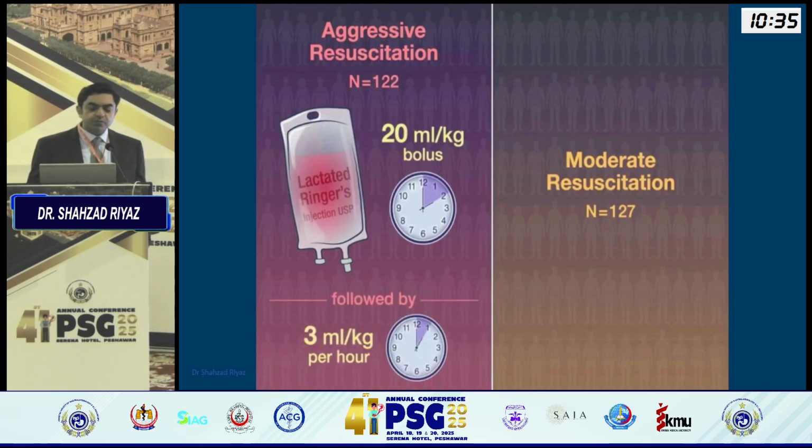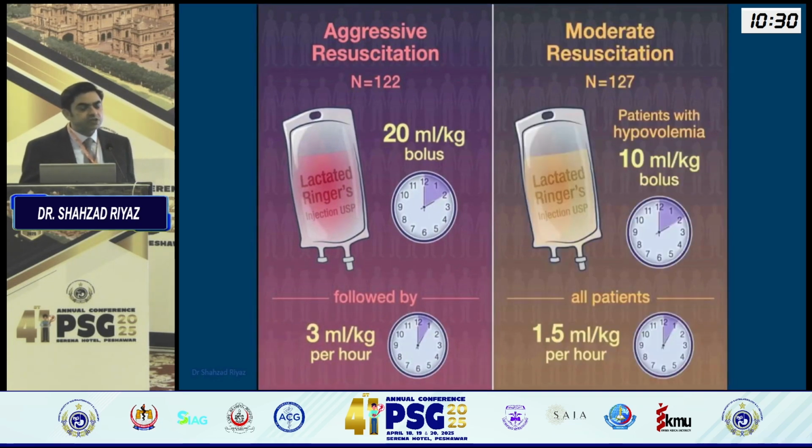And this was followed by 3 mils an hour of fluids. Whereas in the moderate resuscitation group, they assessed the patients, and only the ones that were hypovolemic were given the bolus of half of the amount, so 10 mils per kilo body weight, and then they were continued again at half of the amount at 1.5 mils per kilo body weight.